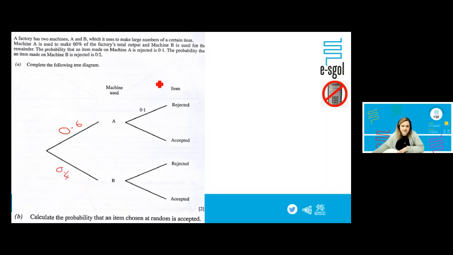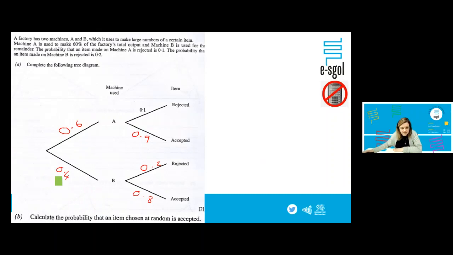Then if we carry on reading, it said the probability of an item that is made on machine A being rejected is 0.1. So that means accepted must be 0.9, so that they add up to 1. Now this time, the probabilities are not the same, but the question gives us these probabilities. So the probability that an item made on machine B is rejected is 0.2, leaving accepted as 0.8. So you need to just check that your tree diagram is correct. And then we're going to have a look at part B at the bottom there.